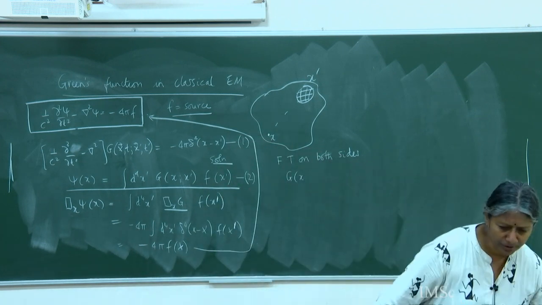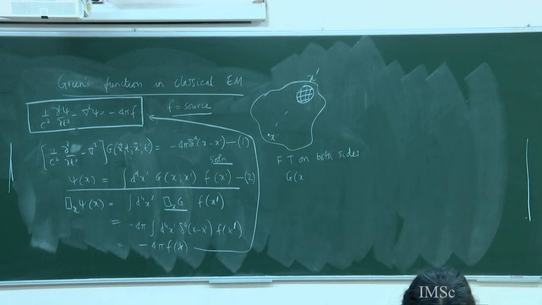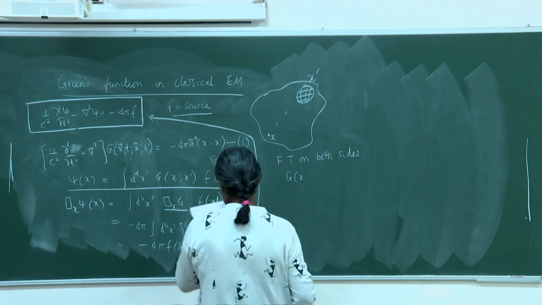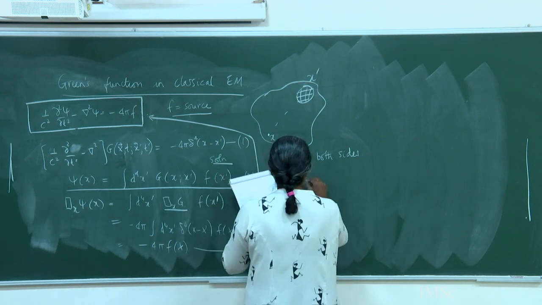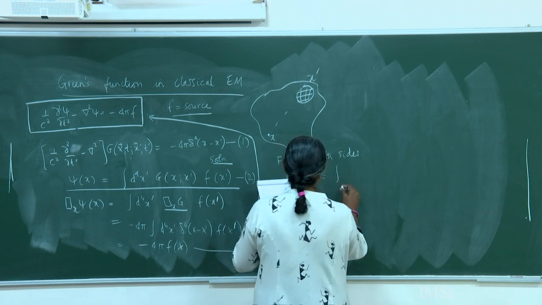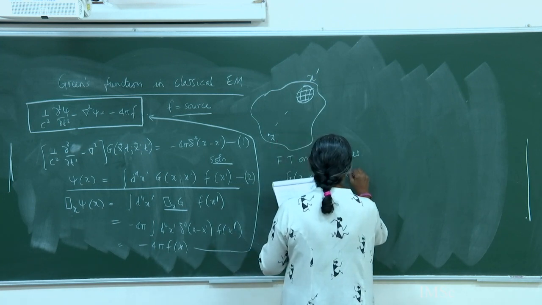Now I have to look at my notes because there are 2 pi's all over the place and I don't remember what the 2 pi's are here. So these are the Fourier transform definitions. So G of x prime is equal to, so d4k.